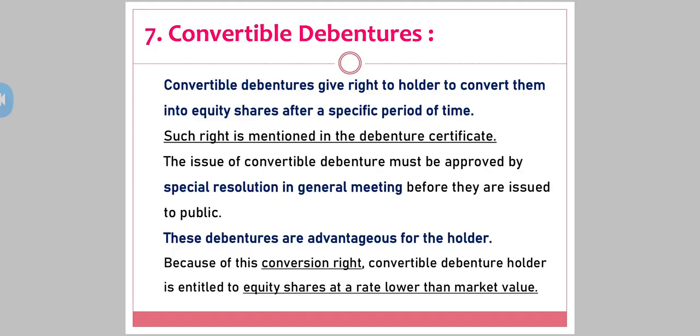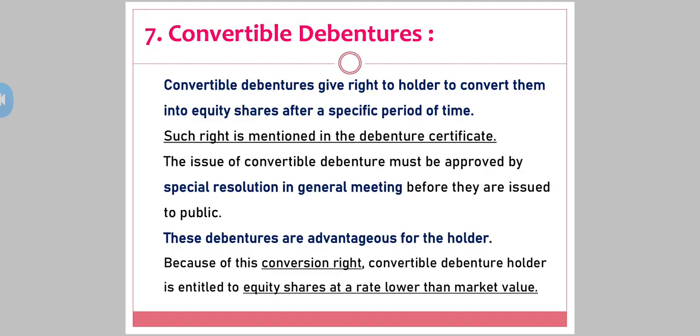The issue of convertible debentures must be approved by a special resolution in a general meeting before they are issued to the public. The company has to take a special resolution in the general meeting along with the equity shareholders, that after a certain period of time the company is going to convert this capital into permanent capital. The company is going to convert this borrowed capital into permanent capital, that is, converting debentures into equity shares.